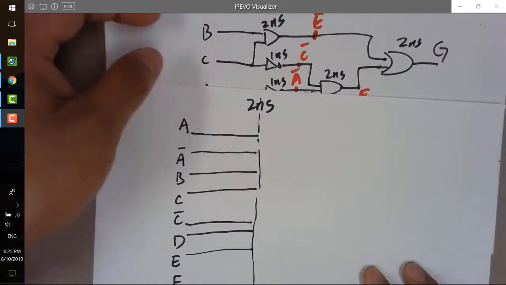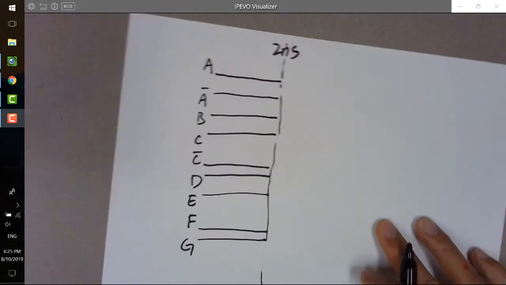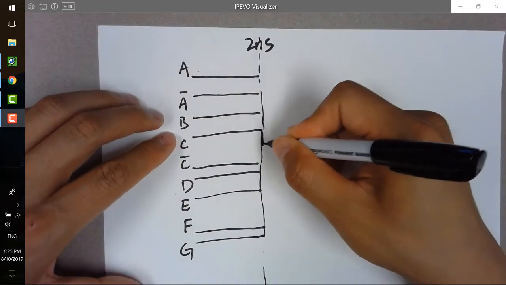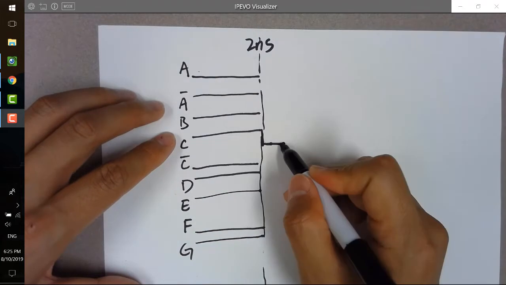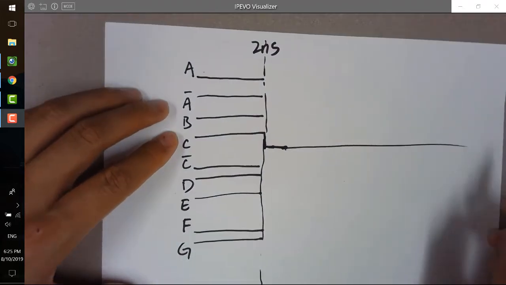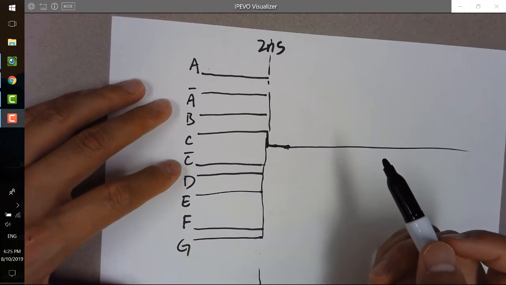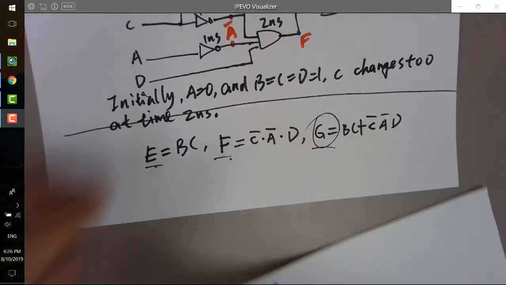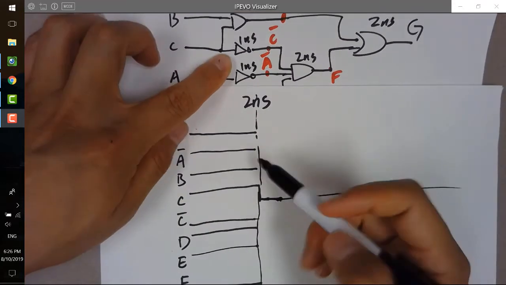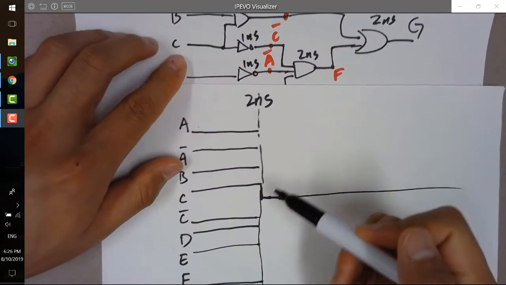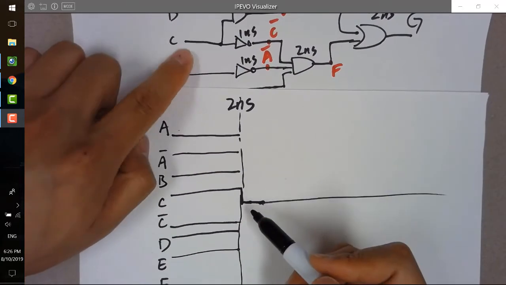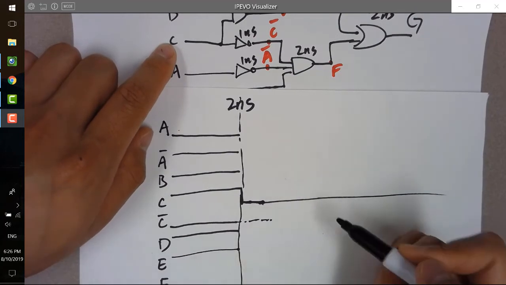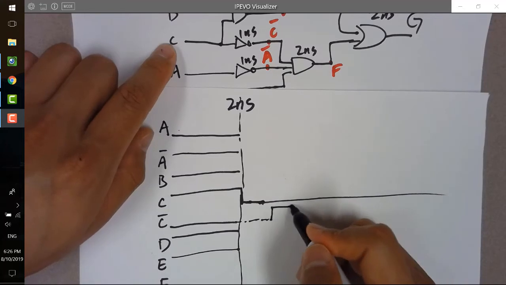And now let's see what's going to happen after that. So C changes to 0, which means it's going to be 0 for the rest of the time. There's one thing you will find out in the beginning: C has been toggled. So now let's see what the signals after C are going to change here. Definitely C bar, after 1 nanosecond delay. For example, this is 1 nanosecond, C bar will be toggled.